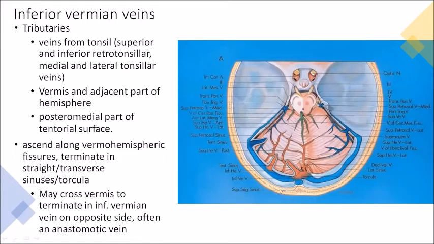These ascend along the vermohemispheric fissure and terminate in the straight sinus. They may terminate in the straight sinus, transverse sinus, or torcula, and may cross the vermis to terminate in the inferior vein on the opposite side, often forming an anastomotic vein. Here we can see the inferior vermian vein draining into the straight sinus.